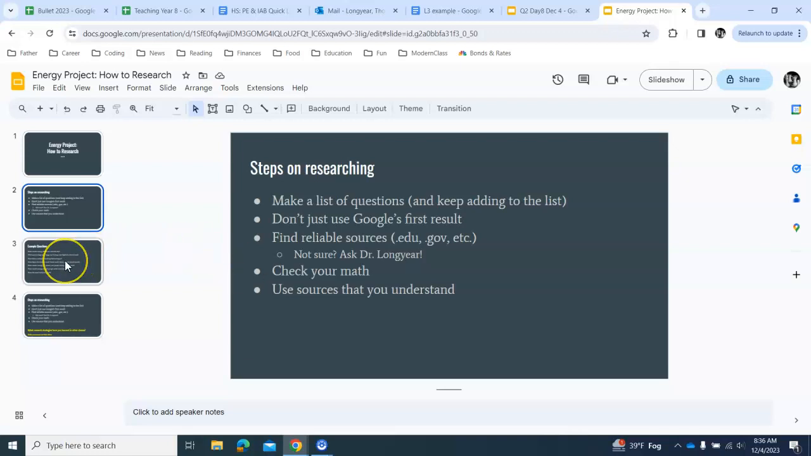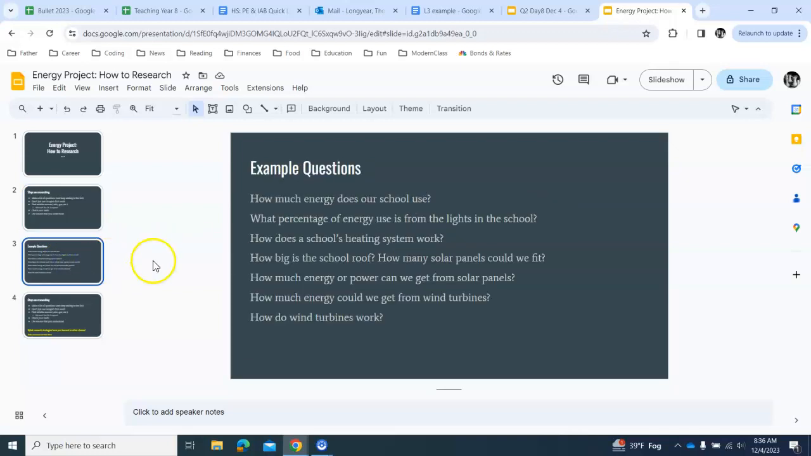So let's give you some examples. Here are some example questions that I came up with. You can definitely borrow these. These are just a few questions I came up with. How much energy does our school use? What percentage of energy is from the lights in our school? How does our school's heating system work? So these are just some examples.